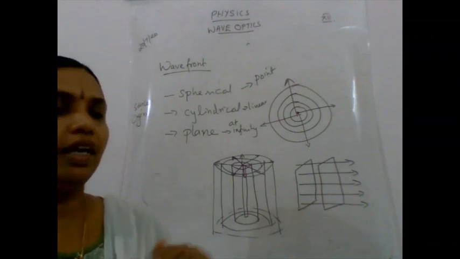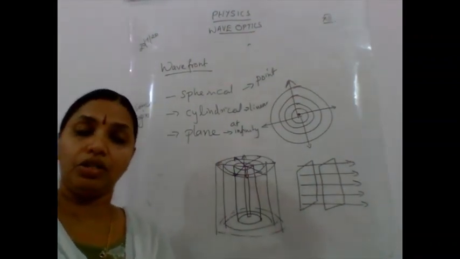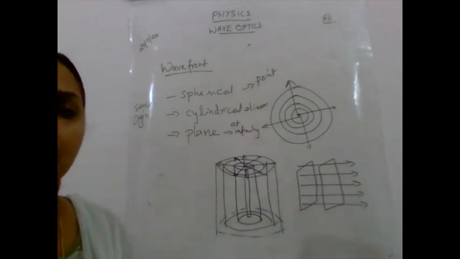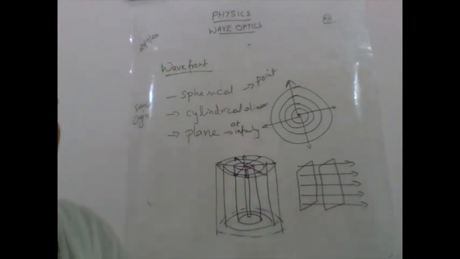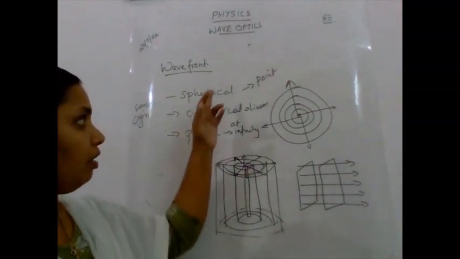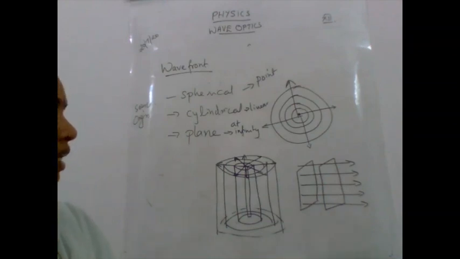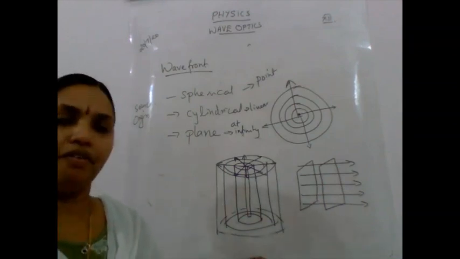What is a wavefront? It is the locus of all the points which are at the same state of vibration, and the ray gives the direction of propagation of the wavefront. And according to the source, there are three types of wavefront: spherical, cylindrical and plane wavefront.